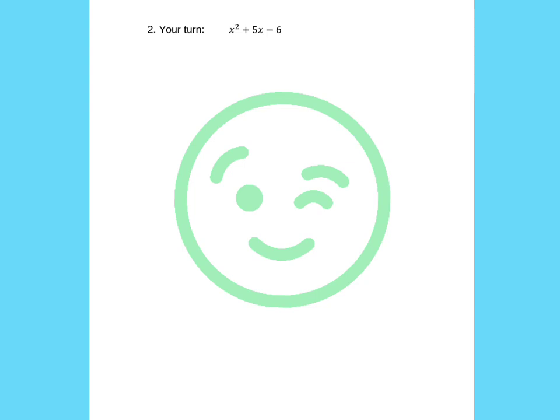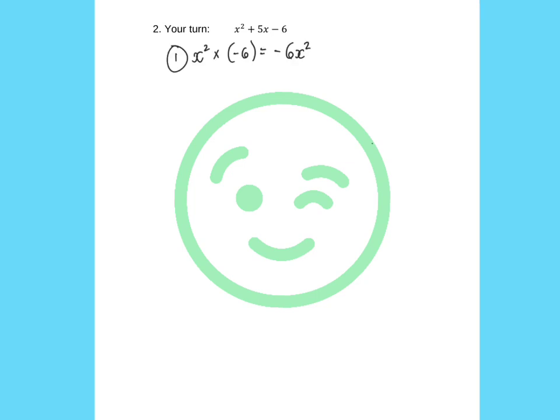So now the first term times the last term is x squared times negative 6, which gives you negative 6x squared. Then for step number 2, we have to insert a table. And as mentioned, we're looking for the factors of negative 6x squared. So we know the factors of 6 would be 2 and 3 and 6 and 1. And to get x squared, we multiply x with x each time, respectively.